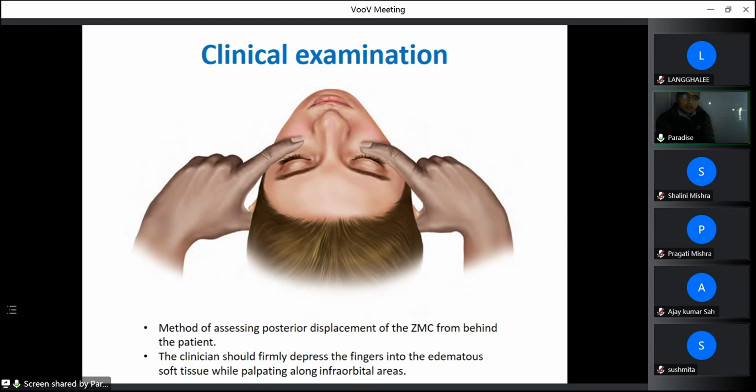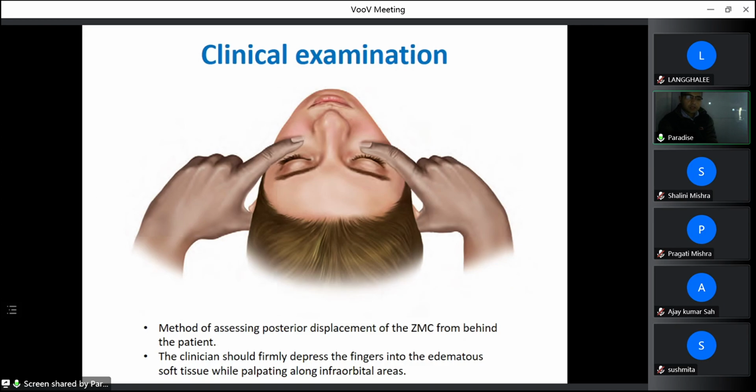Now in clinical examination, you have to palpate the infraorbital rim. You will find the step deformity in the infraorbital rim, because as you know, the zygomatic bone articulates with the maxillary bone. It forms the infraorbital rim. So you will find the step deformity in the infraorbital rim.